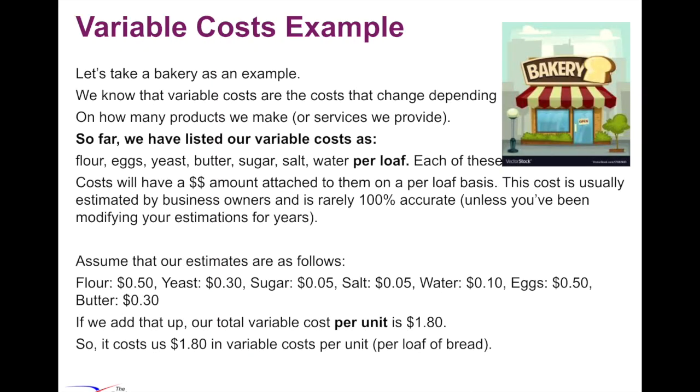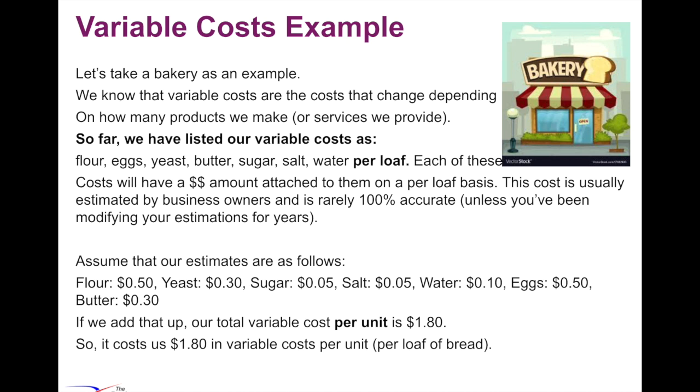So, moving on. Take our bakery as an example. We know that variable costs change depending on how much we make. So far we've listed our variable cost as flour, eggs, yeast, butter, sugar, salt, and water. Now each of these costs will have a dollar amount attached to them on a per loaf basis, meaning the amount for each loaf.